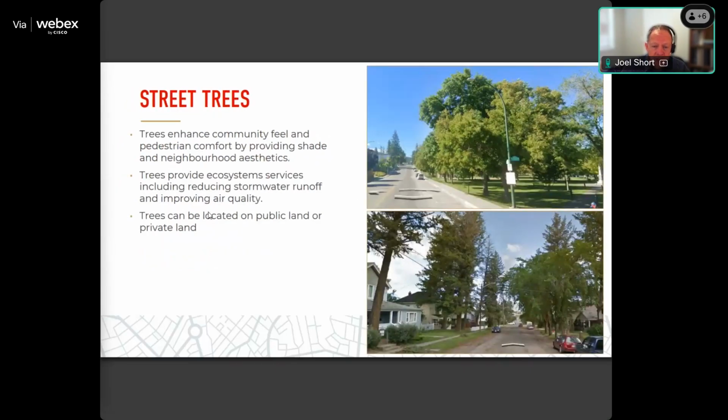Street trees is another topic. They can enhance the community feel, pedestrian comfort, provide shade, and improve the neighborhood aesthetics. They also provide ecosystem services like helping with stormwater runoff and improving air quality. And trees could be located on public land, like on a boulevard itself, like we've got some street trees here along this little boulevard there, or they could just be encouraged on private land as well, on individual properties, which is where some of these trees are on this side of the road.